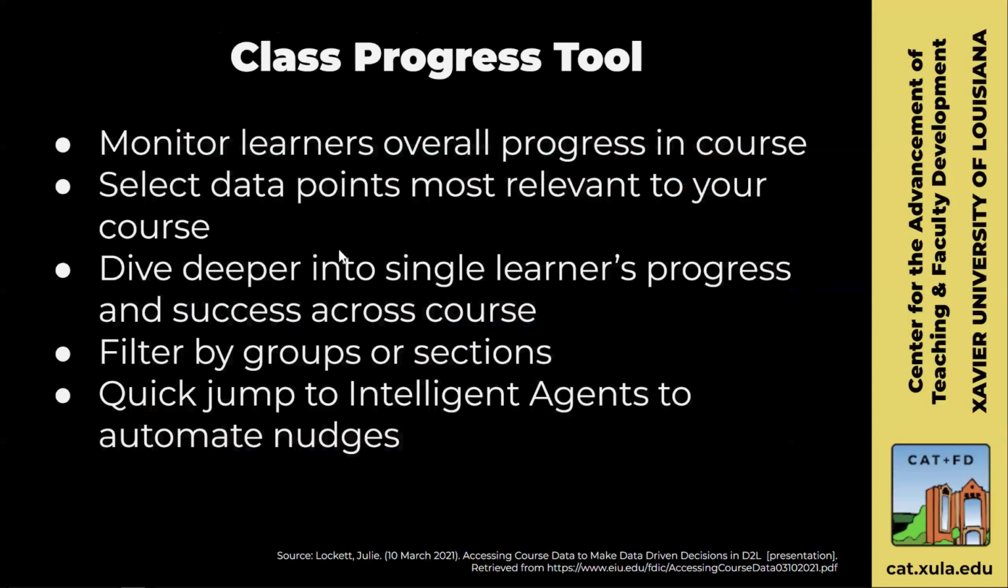So with the class progress tool, you can monitor learners' overall progress in your course. You can be selective about the data points that are relevant to your course. You can take a deeper dive into a single learner's progress and their success in the course. And then you can quickly jump to your intelligent agents to automate nudges to the students.